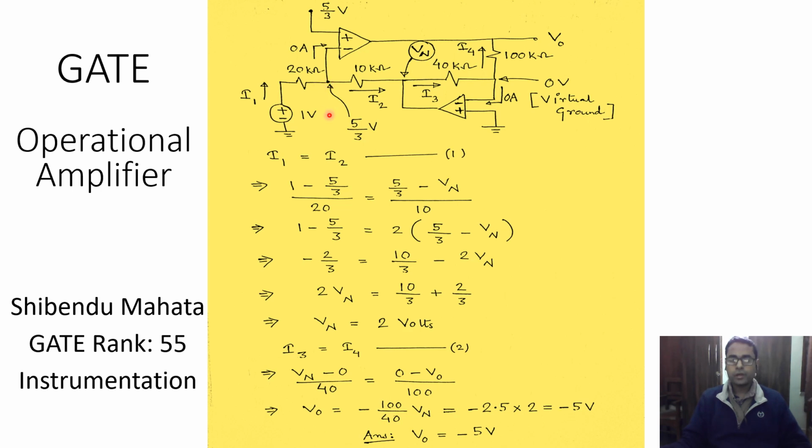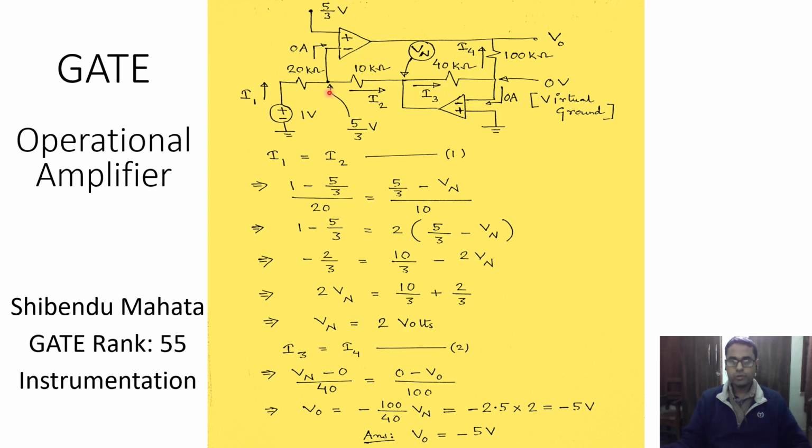Then we can also remember that with an ideal op amp, it draws no current into its input terminal. So if some current I1 flows from this 1 volt source, then it takes this 10 kilo ohm branch, and therefore we can frame the expression as I1 is equal to I2. Proceeding forward, we can mention I1 as 1 volt minus 5 by 3 volt divided by 20 kilo ohm, and we can equate it to I2.